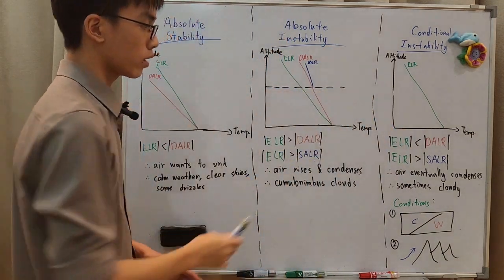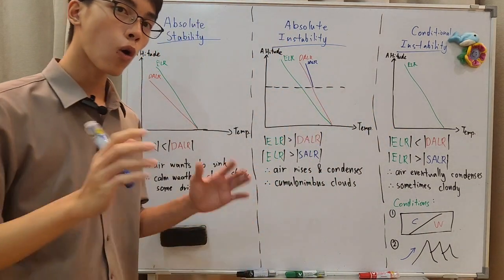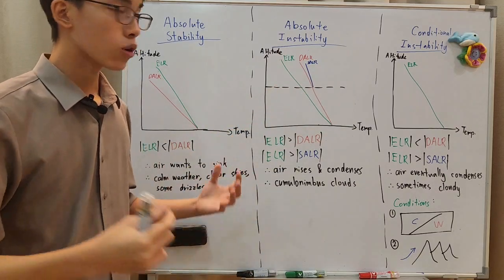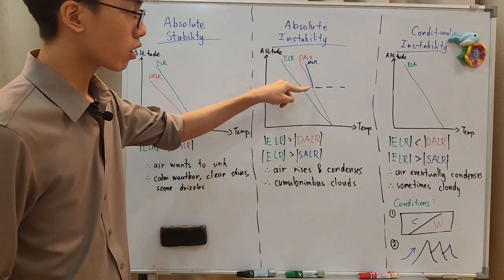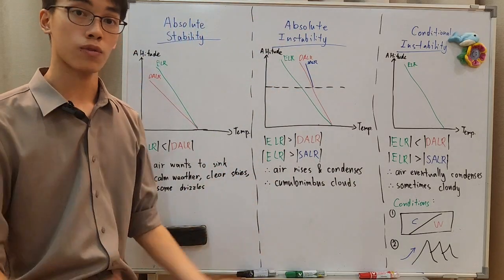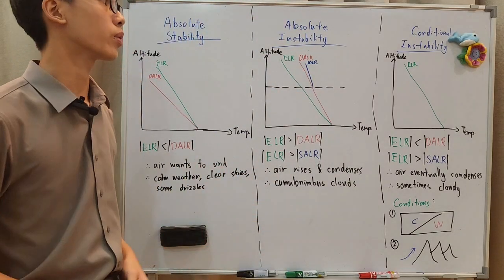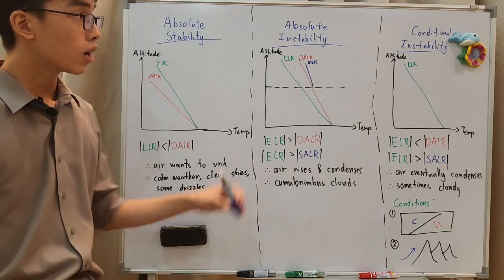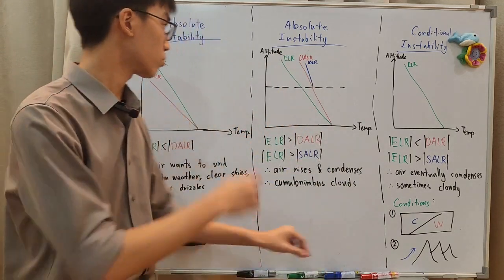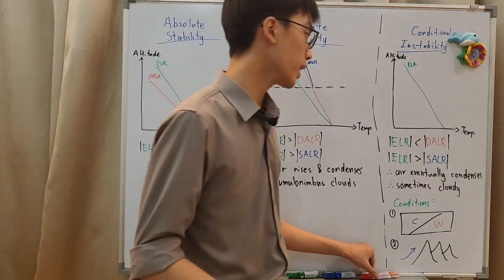You can see when it overtakes, your parcel of air is always warmer than your environment, and therefore your air will keep rising and you get condensation everywhere into tall cumulonimbus clouds, and you get a lot of rain, very unstable conditions.